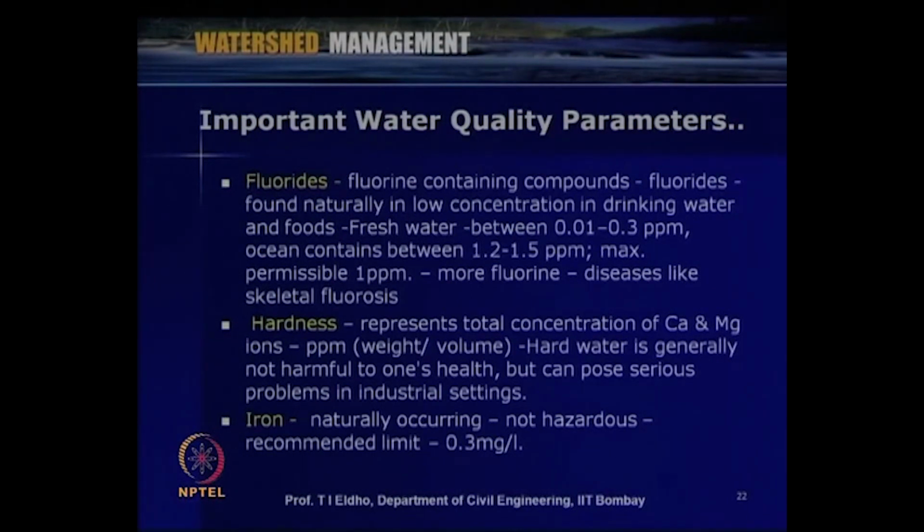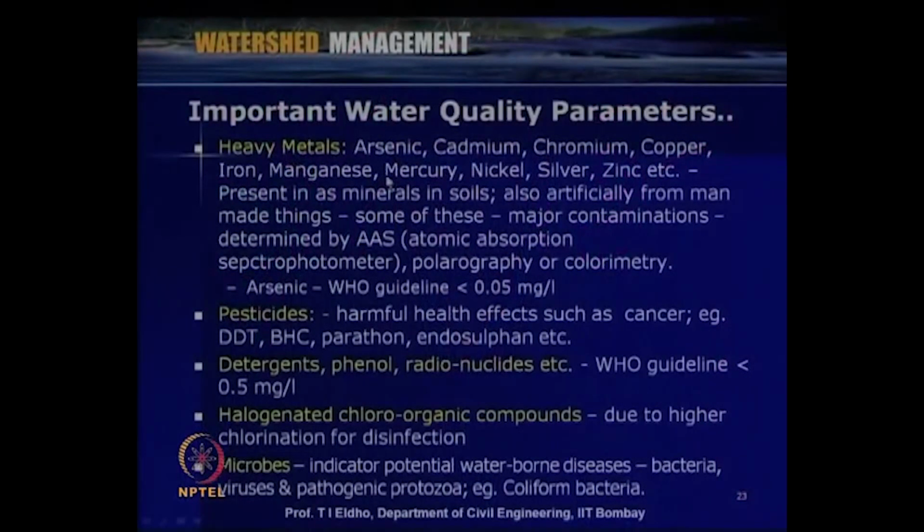Then another important parameter is iron. Iron occurs naturally and is generally not hazardous, but the recommended limit is 0.3 milligram per liter. Then some of the other important parameters are heavy metals. Heavy metals can be arsenic, cadmium, chromium, copper, iron, manganese, mercury, nickel, silver, zinc, etc. Present as minerals in soils, these can leach with rainwater or surface water. Also, man-made sources sometimes bring in these heavy metals.